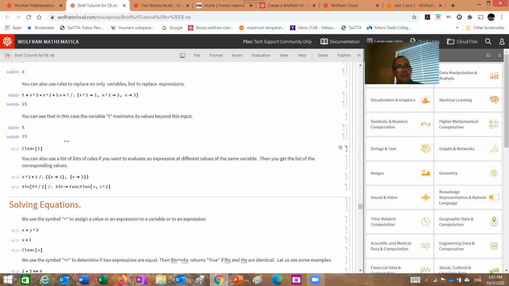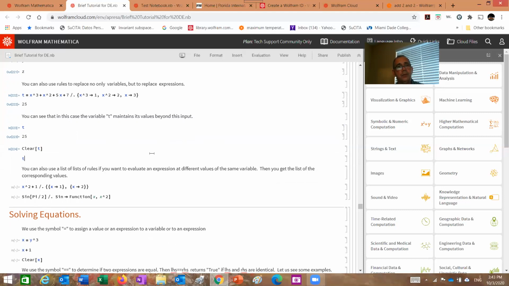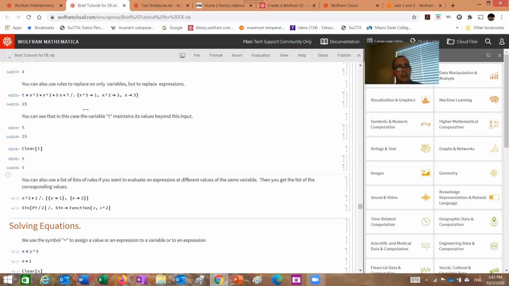Now, if you want to eliminate the value of t, you need to clear the t here. And now, if you enter the t again, and you press shift enter, you get t, meaning that it doesn't have any value.